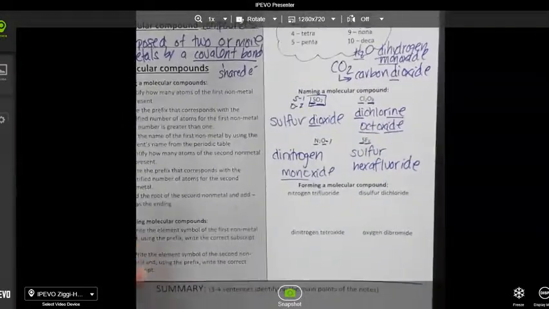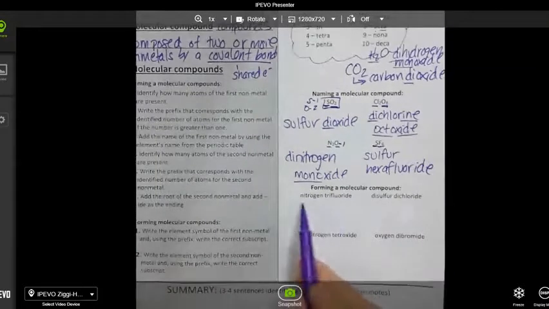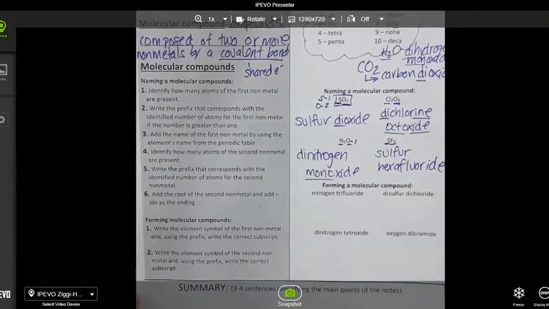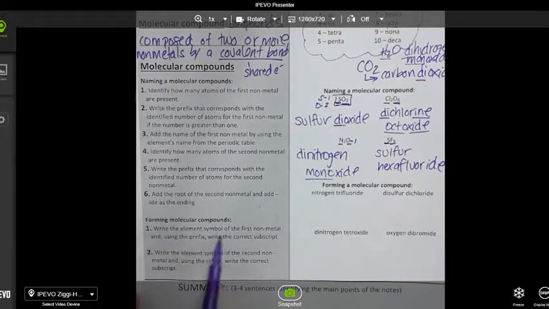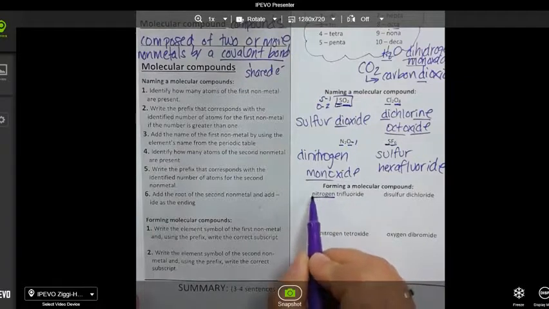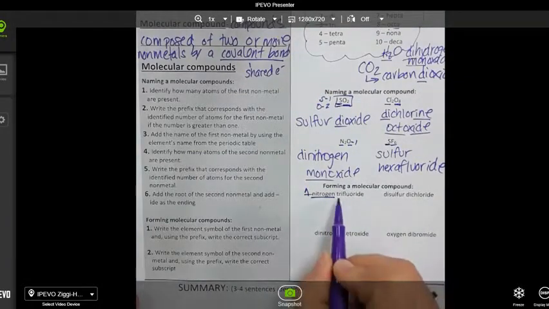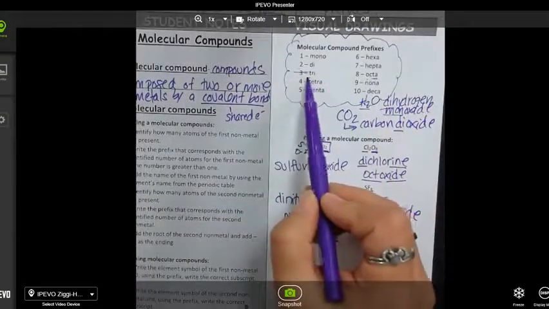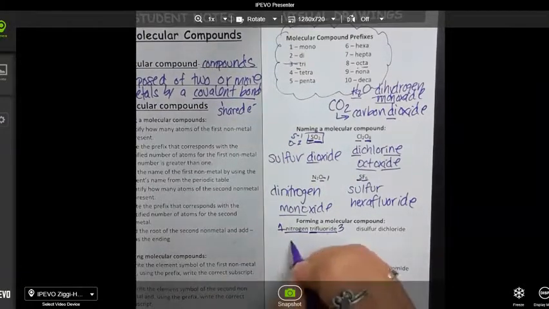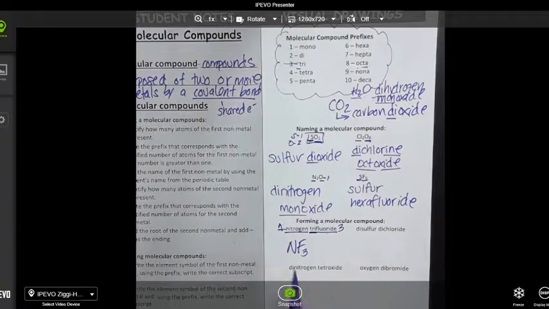Okay, now going opposite. You're given the name, you have to write the compound. It's really easy. All you have to do is look at the prefixes. You need to write the element symbol for the first nonmetal and, using the prefix, write the correct subscript. Here we have nitrogen. There is no prefix, so we're going to assume that there's 1. Here we have trifluoride. The prefix is tri. Tri means 3. So we have 3 fluorides. So I would write this as NF3. 1 nitrogen, 3 fluorines.